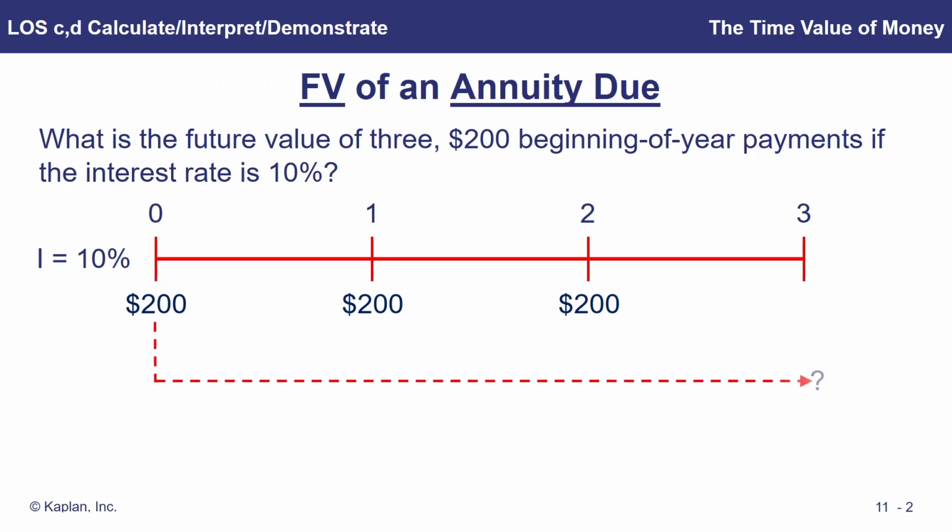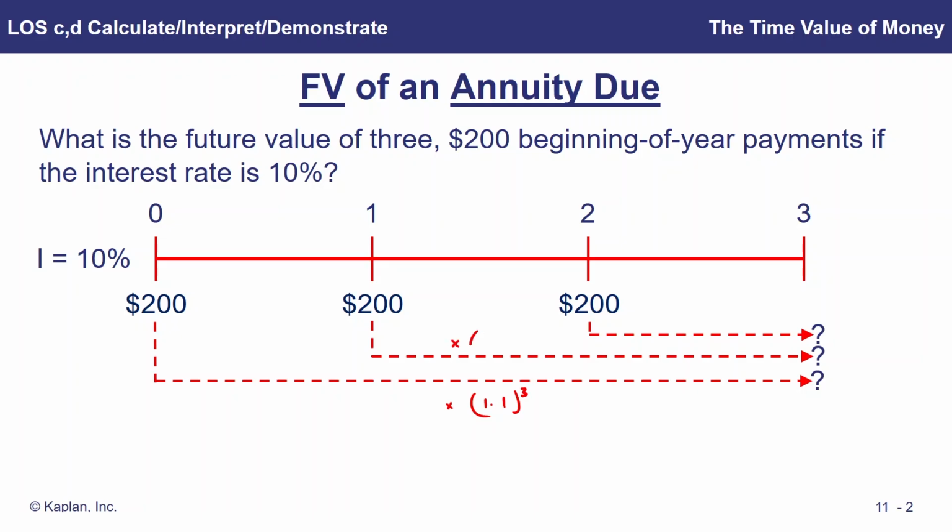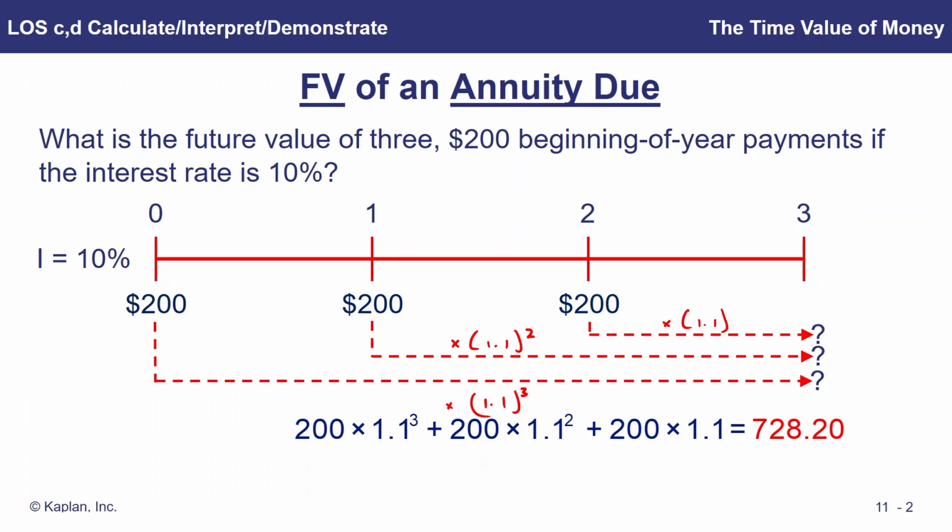So we could compound them up one at a time. In other words, I could take my $200 at T0 and multiply it by 1 plus the interest rate of 10% in this question, 1.1 to the power of 3. I could take the $200 paid at T1 and multiply that by 1.1 to the power of 2. And the final cash flow, 200 at the end of year 2, beginning of year 3, I could multiply simply by 1.1. And that's absolutely acceptable in the exam. And if I do that, notice what I get, 728.20.